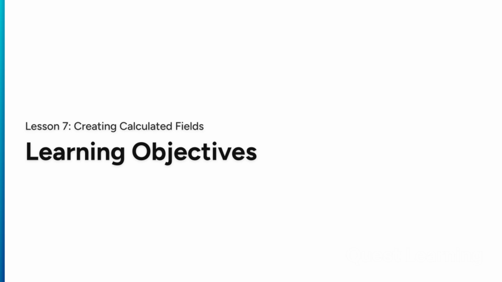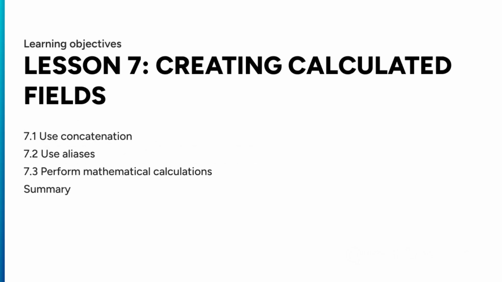This is Lesson 7, Creating Calculated Fields. Calculated fields, also called derived columns, allow you to create logical table columns as needed. To introduce the concept, we start with a concatenation example, and then we look at aliases, as these are needed to name and use calculated fields. And finally, you learn how to perform on-the-fly mathematical calculations using calculated fields and mathematical operators.